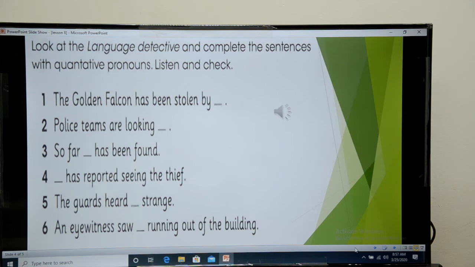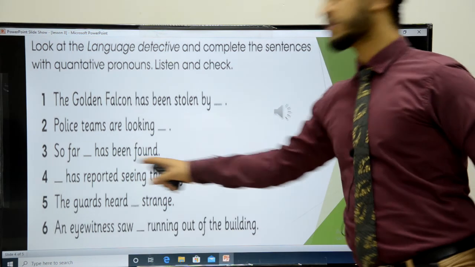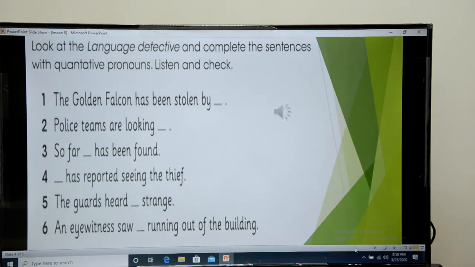Okay. 3, so far, nothing has been found. Excellent. Teacher, can I say anything? No. We say anything after the word not or any question. There is no not here, and this is not a question. Number 4, someone or somebody has reported seeing the thief. Yes, I think that's right.